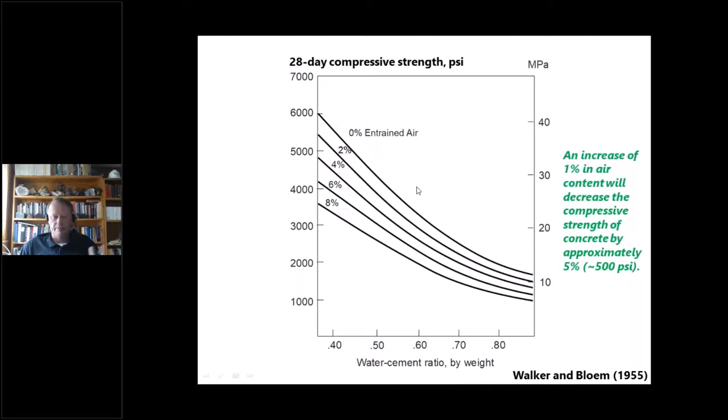So just to keep it easy, let's take a look at a concrete with a water cement ratio of 0.5. With 0% entrained air, we have a strength of about 4,500 psi. When you entrain it with 8% air, the strength is decreased to about 2,700 psi. So the relationship is clear.